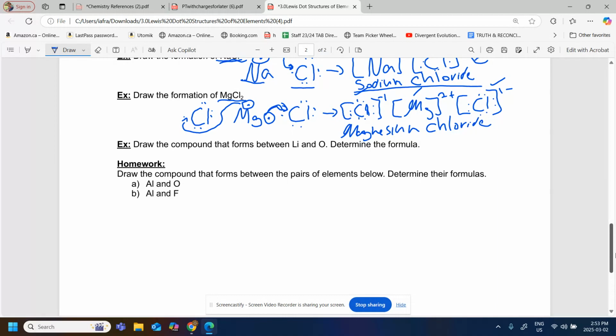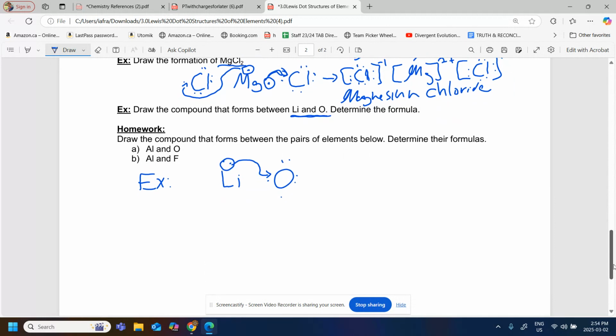We'll do the compound between Li and O. Notice I didn't tell you how many you need, so you'll have to figure that out. So we'll do the example down here. We'll start off by drawing Li and O side by side. 1, 2, 3, 4, 5, 6. You'll see lithium wants to lose 1, and it can, but oxygen needs 2. So you'll know that you probably need another lithium to make oxygen happy.